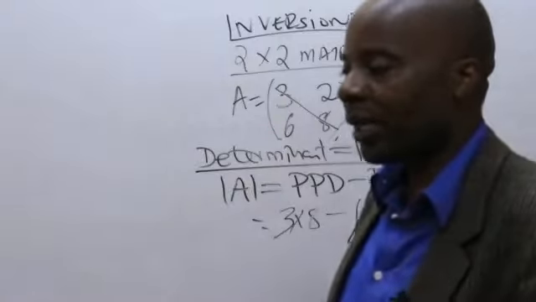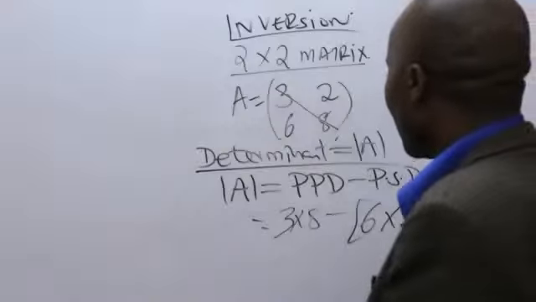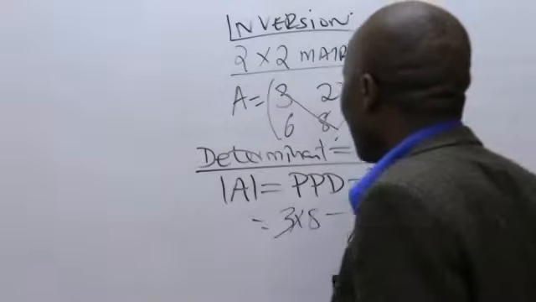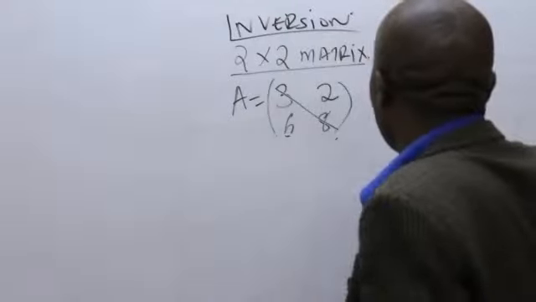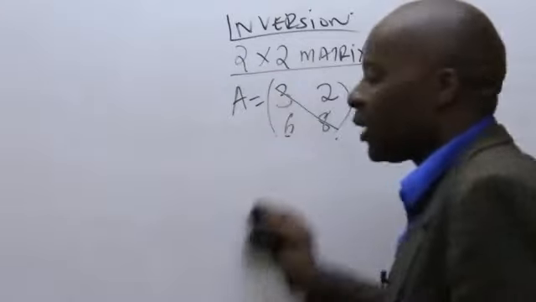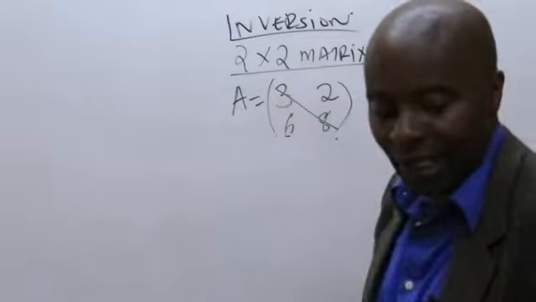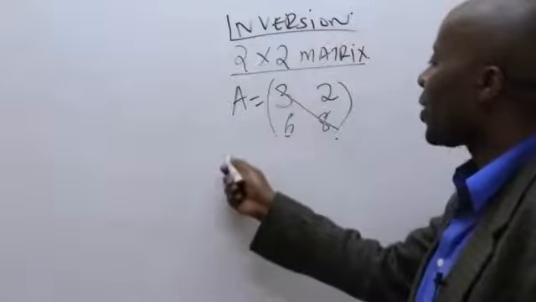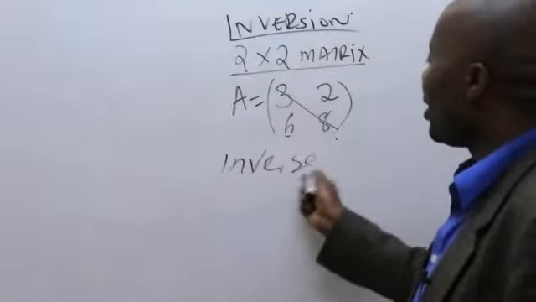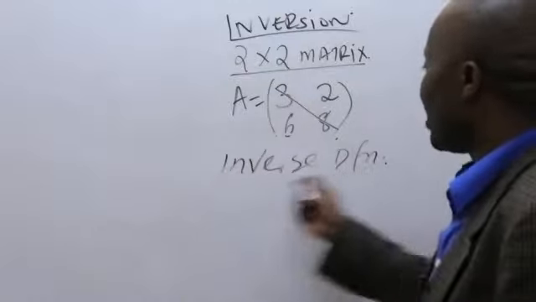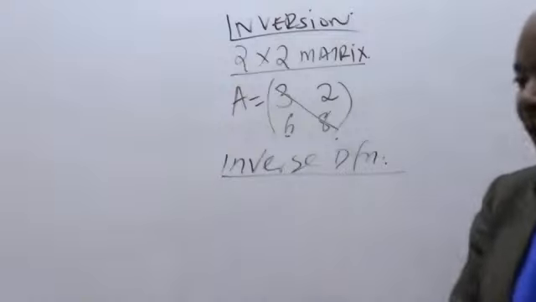Ladies and gentlemen, having appreciated that the determinant is 12, what I need to do is go to the next step, which happens to be the last step. The last step is what we call the inverse definition.